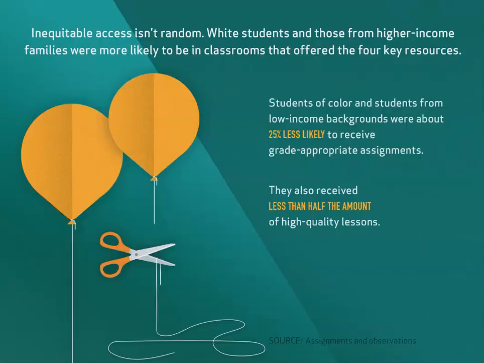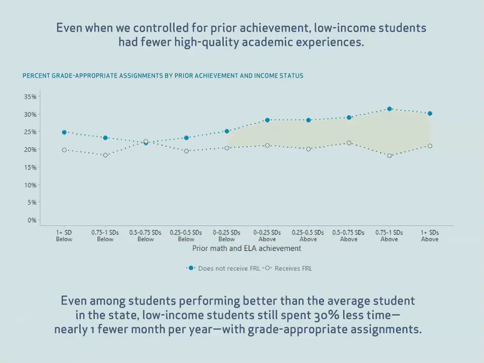So overall, the hard truth is that most students are missing out on these key resources. But some students are still getting more than others. That access is not random, nor is it distributed equitably. In our sample, students of color and low-income students were systematically denied access to grade-appropriate assignments or instruction. This was true even when we controlled for achievement. We saw that students from low-income backgrounds still received lower quality assignments even when they started at the same performance level as their higher income peers.